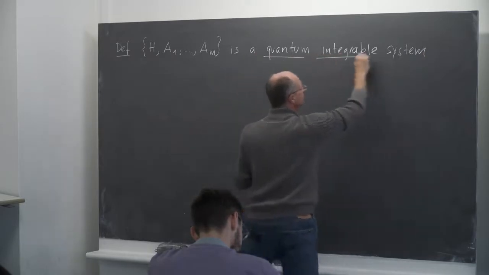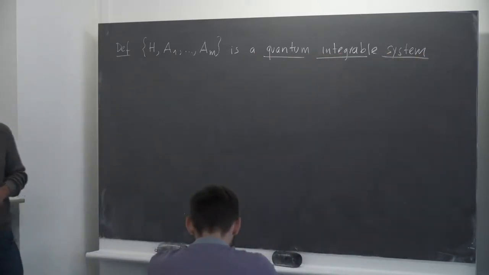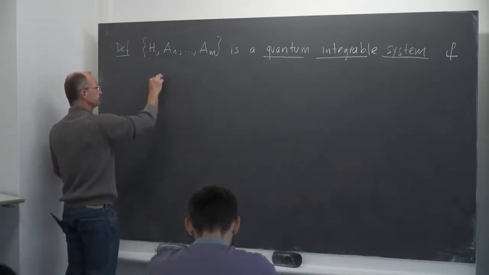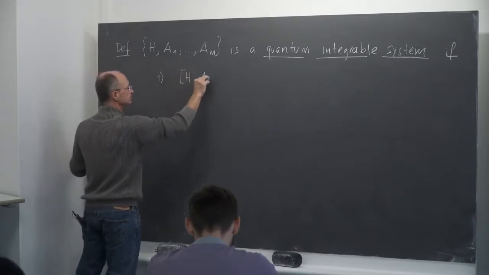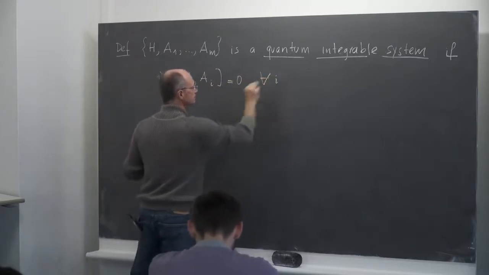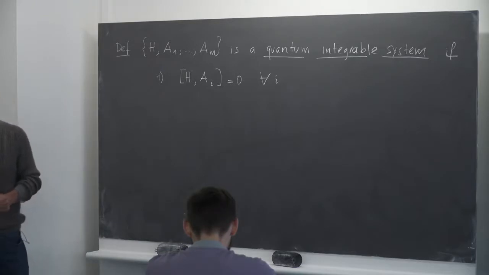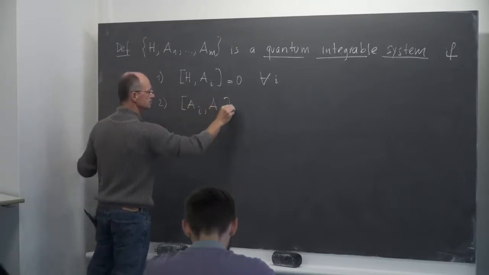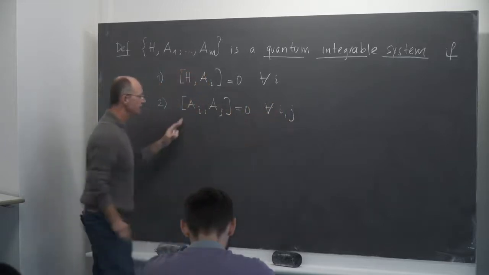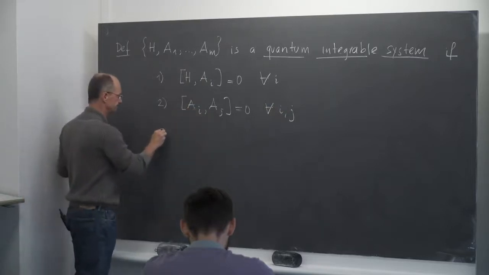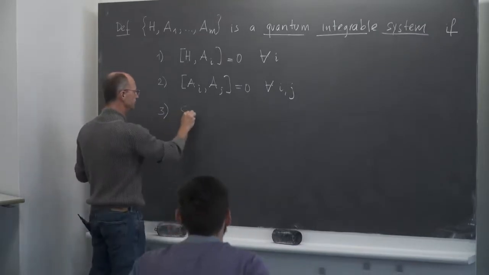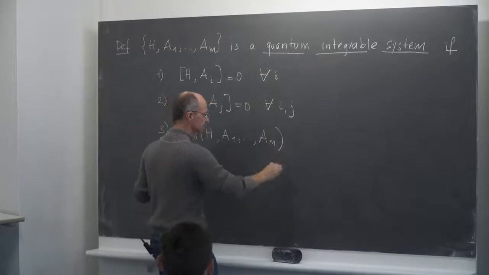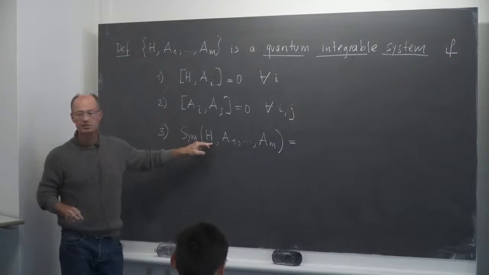So we say that a Hamiltonian and some set of observables is a quantum integrable system if the following conditions hold true. First of all, those AIs, they are conserved quantities. Second, they all commute among themselves. And the third, that the symmetry group of this system is minimal possible.